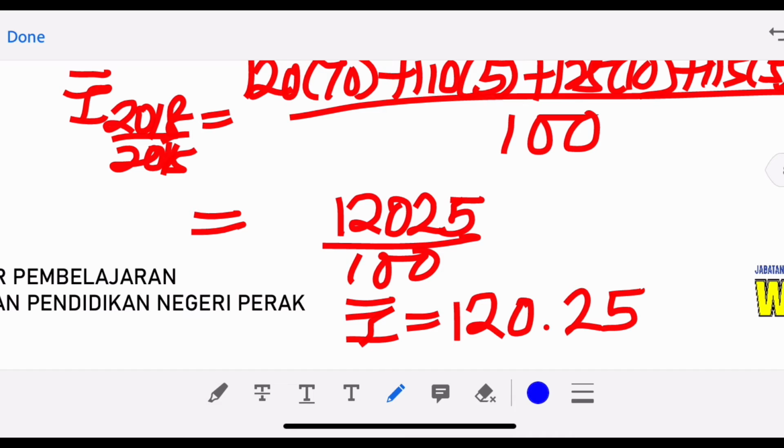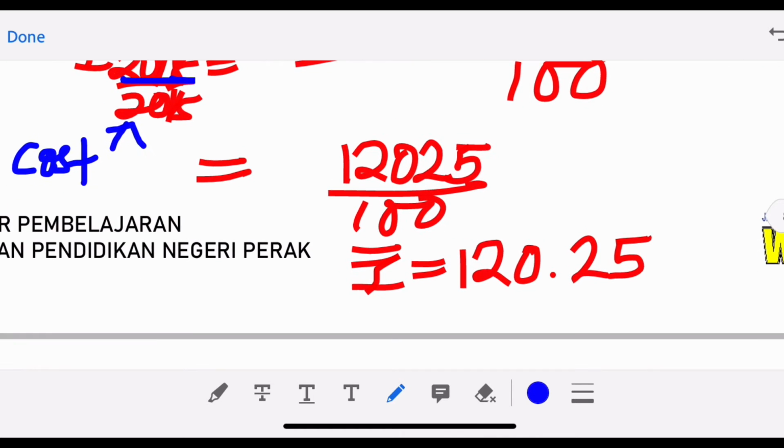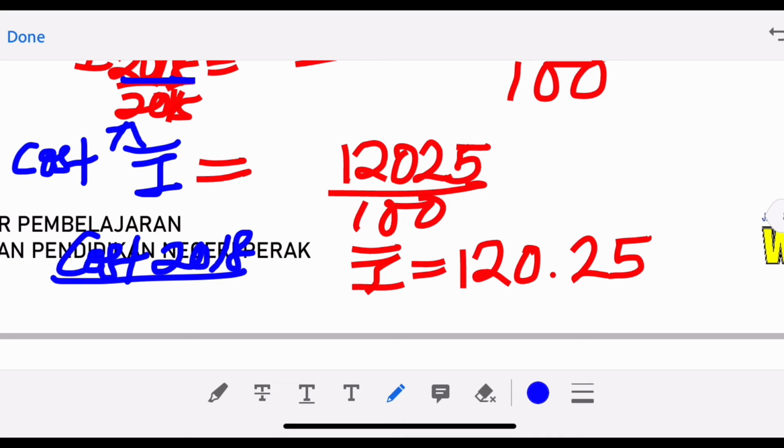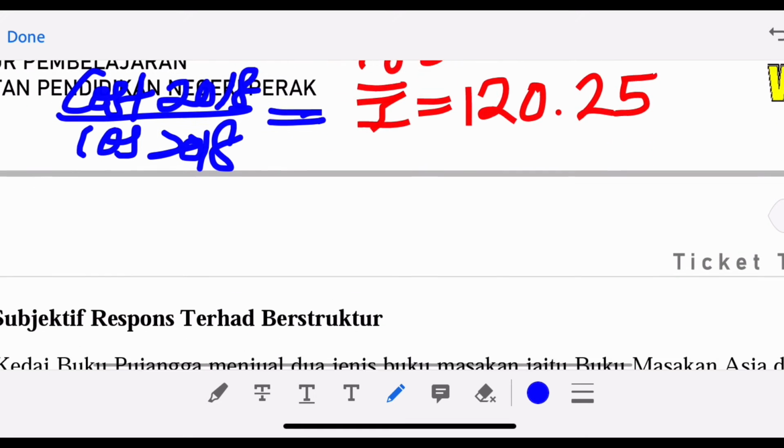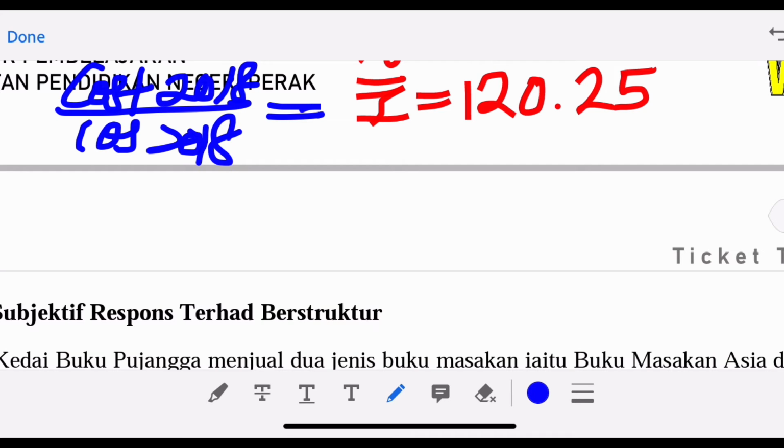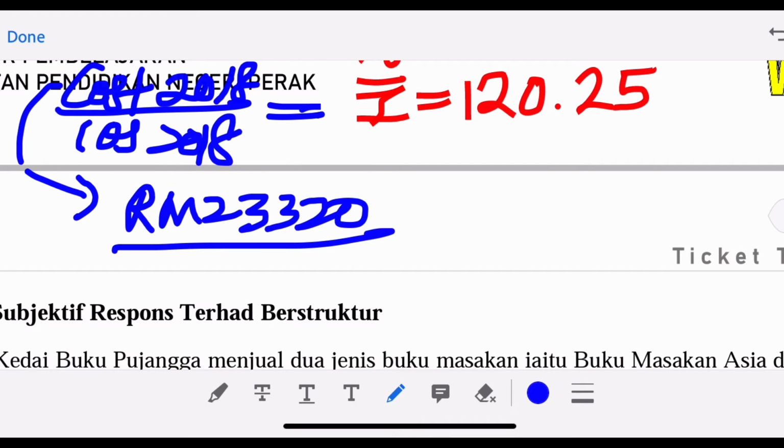For this one, we use a composite index to help us calculate. This is 2018, so we can use the cost to do the calculation. The cost for 2018 over the cost for 2015 should be equal to the composite index. Since we are given the cost for 2018 is RM23320, the cost for 2015 is unknown.